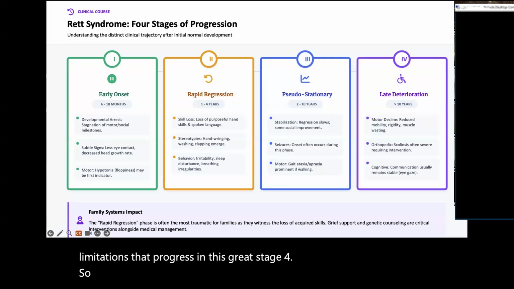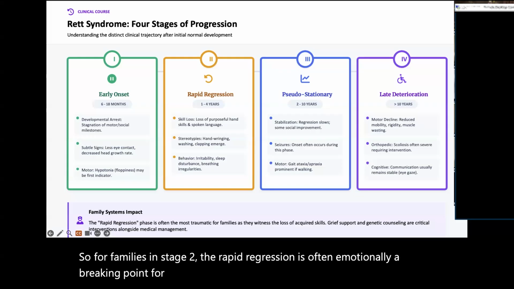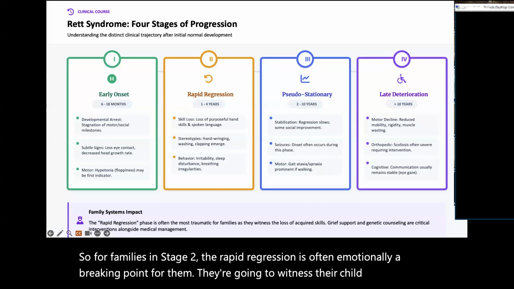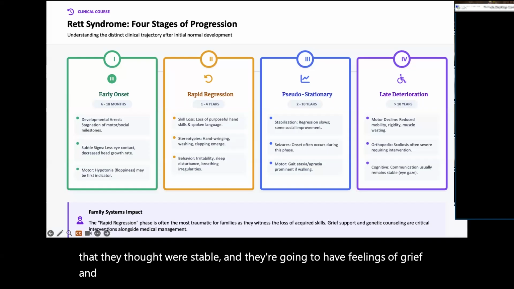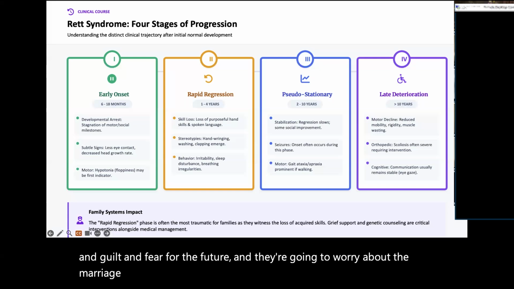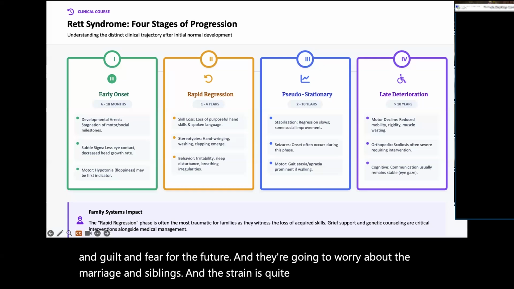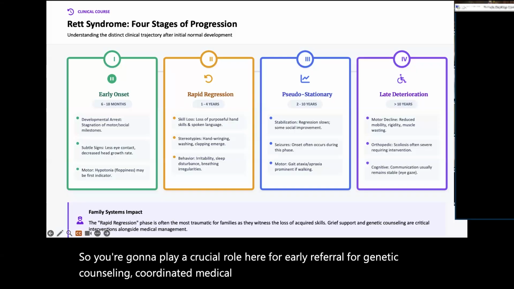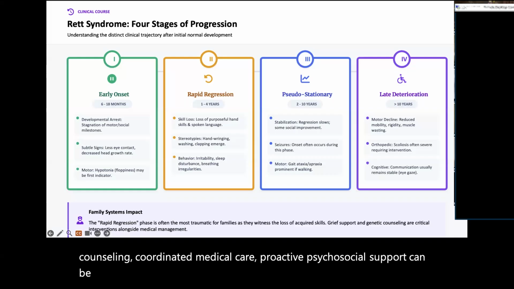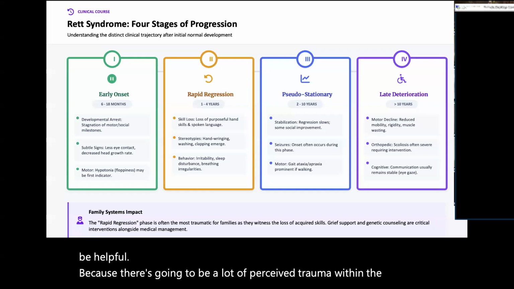So for families in stage two, the rapid regression is often emotionally a breaking point for them. They're going to witness their child lose abilities that they thought were stable, and they're going to have feelings of grief and guilt and fear for the future, and they're going to worry about the marriage and siblings, and the strain is quite common. So you're going to play a crucial role here for early referral for genetic counseling, coordinated medical care. Proactive psychosocial support can be helpful because there's going to be a lot of perceived trauma within the family here.